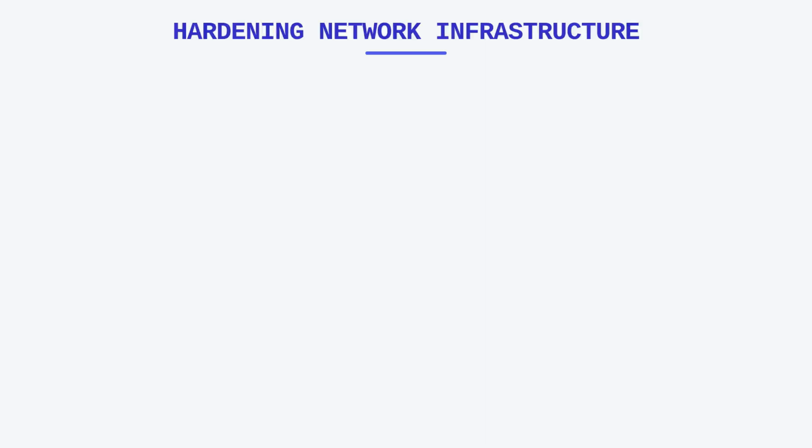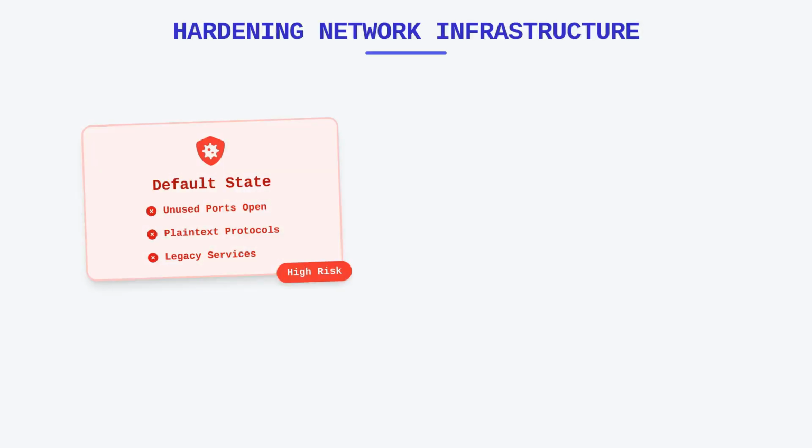Hardening network infrastructure begins with the principle of least privilege applied to hardware management interfaces. Every physical router, switch, and access point serves as a potential entry point if its configuration remains in a default state. You must start by disabling all unused physical ports and logical services that are not strictly necessary for the network's operation.